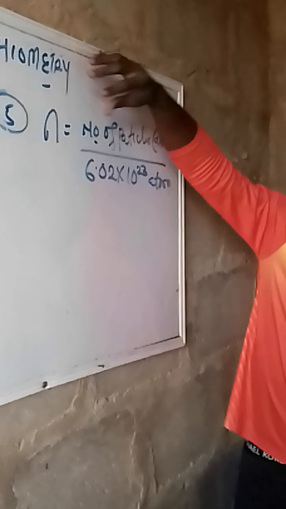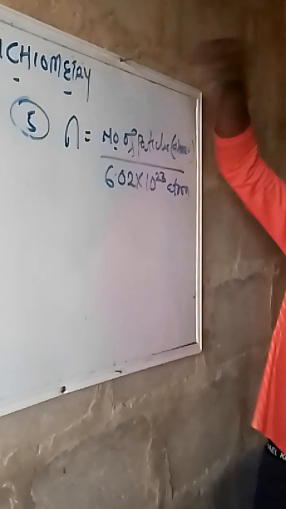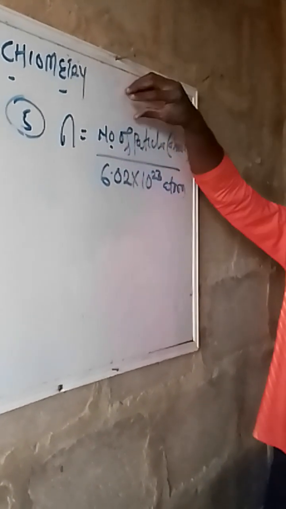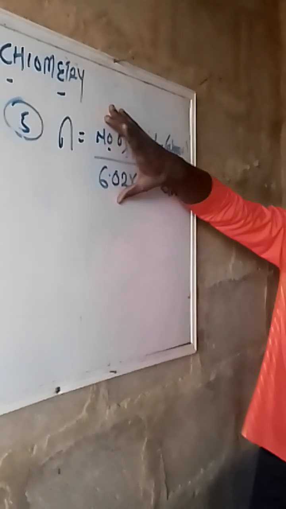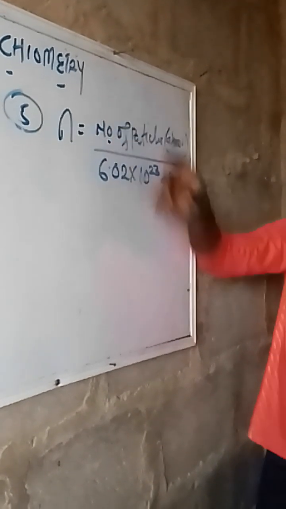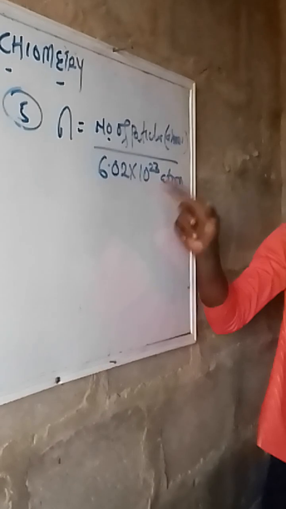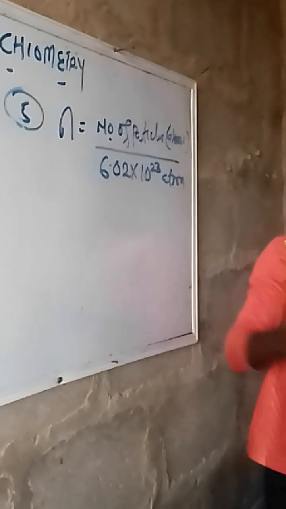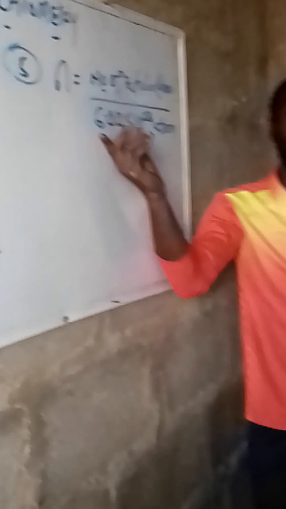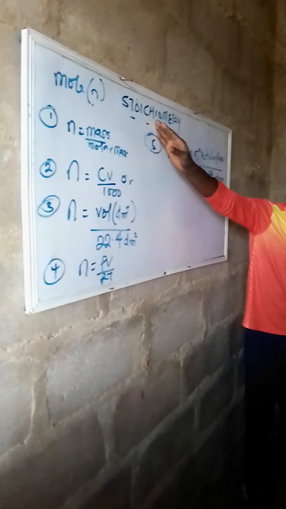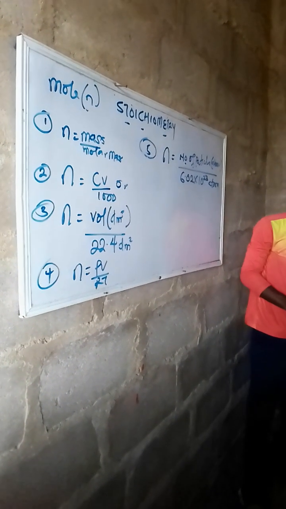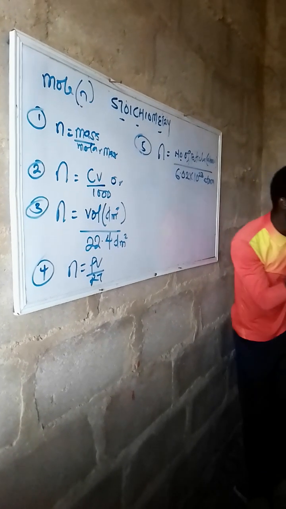So if your question implies atoms or particles and Avogadro's constant, this is the formula you use: 6.02 times 10 raised to power 23. Please cram that. Believe me, if you cram these four formulas, solving problems relating to stoichiometry analysis becomes easier. Are we together?